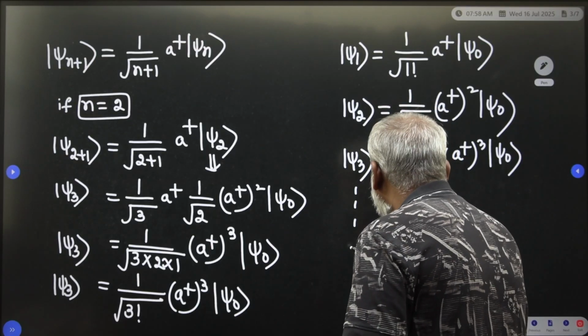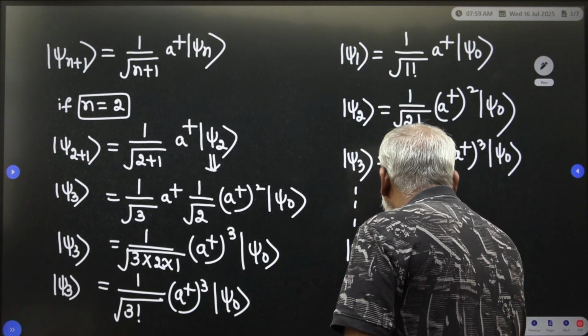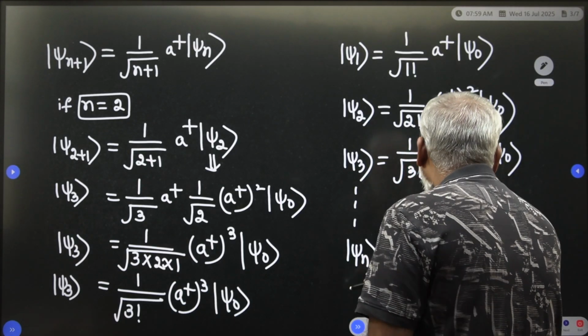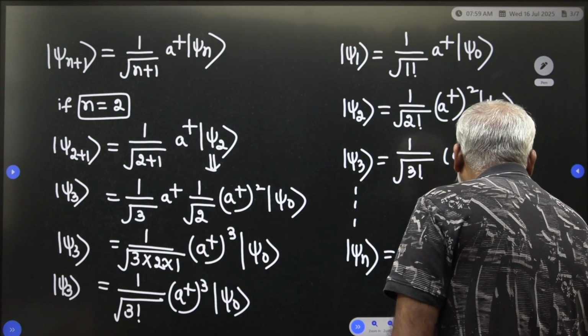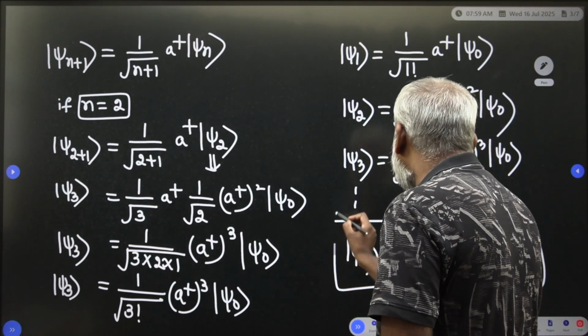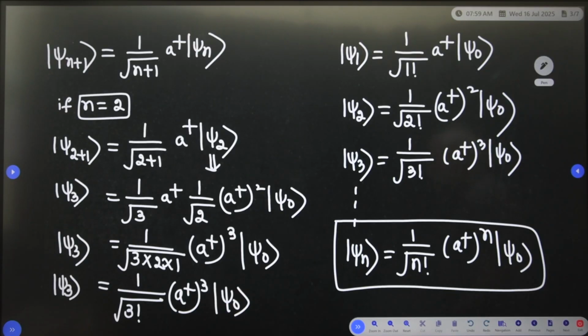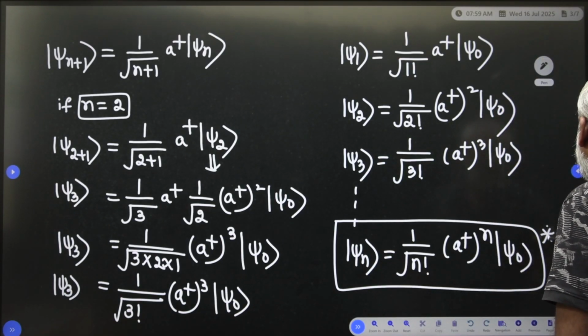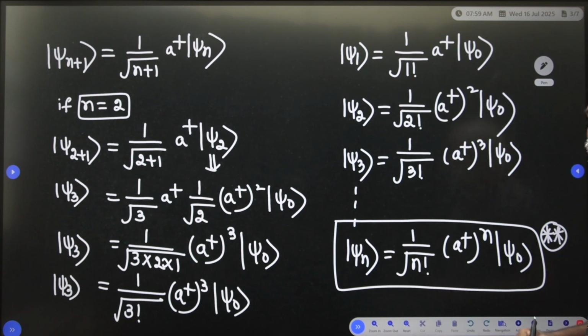And so on, you have to take |ψₙ⟩ is equal to 1 by square root of n factorial, into (a†)ⁿ into |ψ₀⟩. This is the stationary state function for the oscillator in the Dirac notation. What is the stationary function in the Dirac notation? You have to see here, |ψₙ⟩ is equal to 1 by square root of n factorial into (a†)ⁿ |ψ₀⟩. This is very, very important. This formula is a generalized formula that we have to remember.